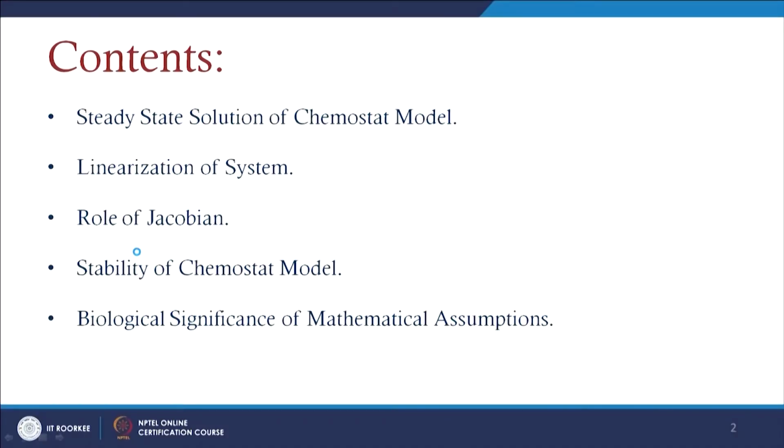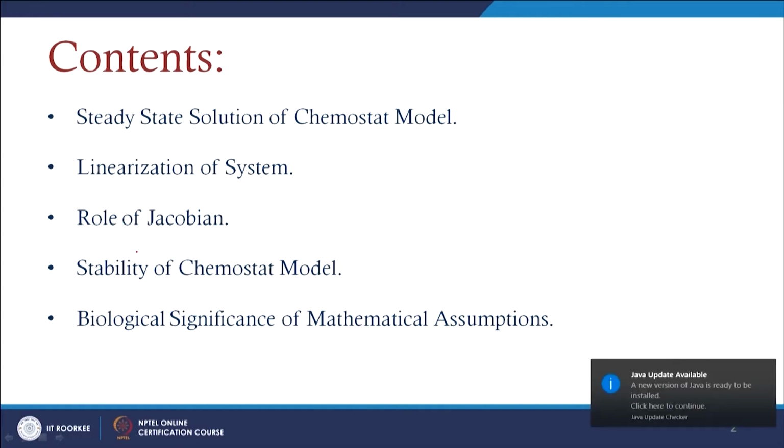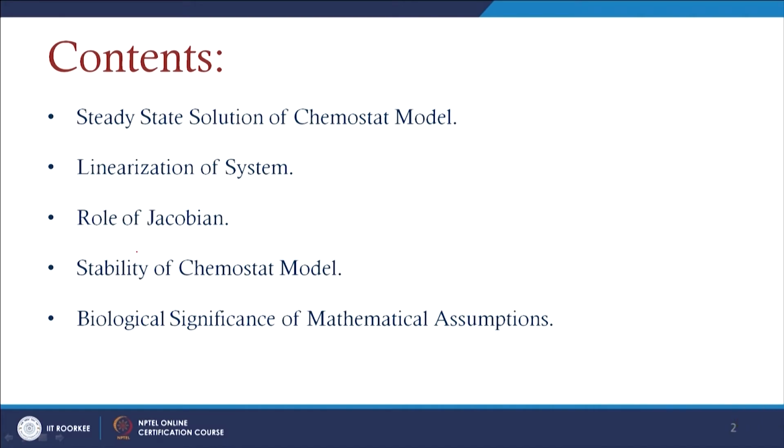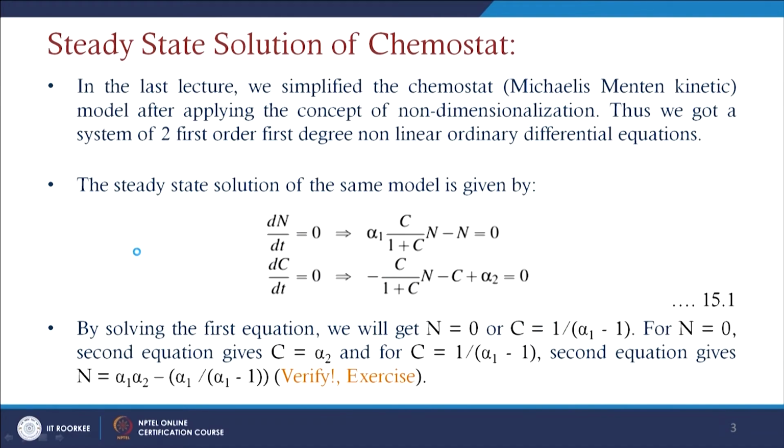So, for this lecture, first we will go for a steady state solution of the chemostat model, since in the last lecture we discussed in detail the chemostat model, and how we can linearize the system, that we will also discuss here. Then in this system we will discuss how the Jacobian comes into the picture and how the Jacobian helps us to solve the system. Then we will go for a stability analysis of the chemostat model and its biological significance in mathematical assumptions, that we will also discuss.